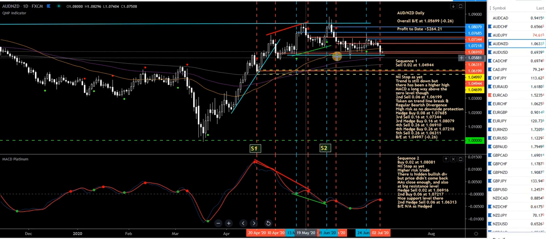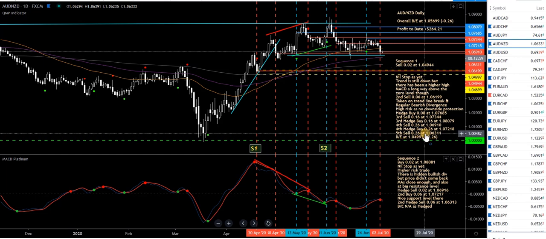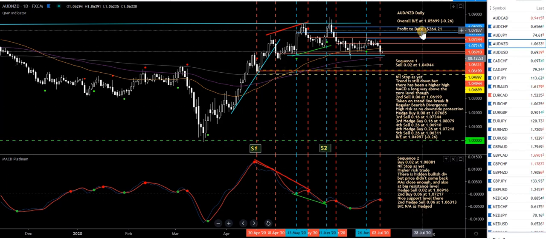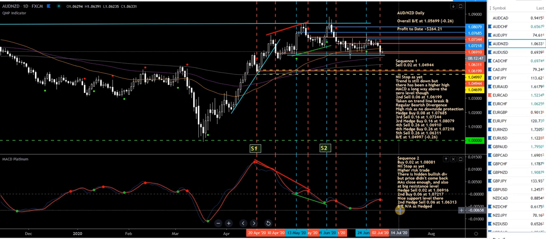Took a sell, I think that was this morning, must have been. So sequence one took a sell, fifth sell, that's that one there. Gives me a couple of break-even levels, one for sequence one and one for overall. Sequence 2 is a buy, sell, so that's hedged.